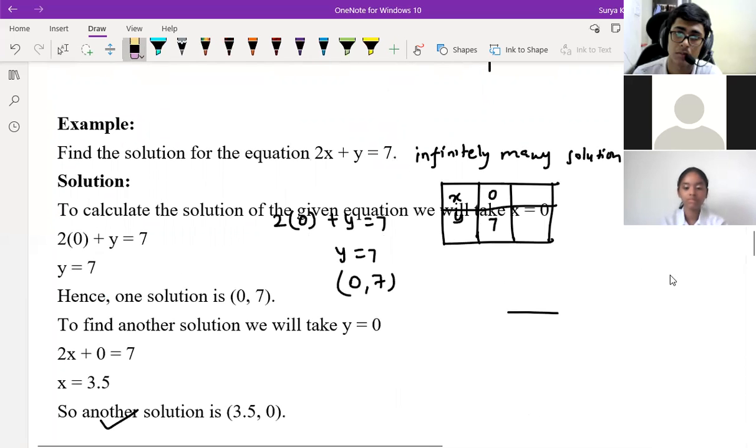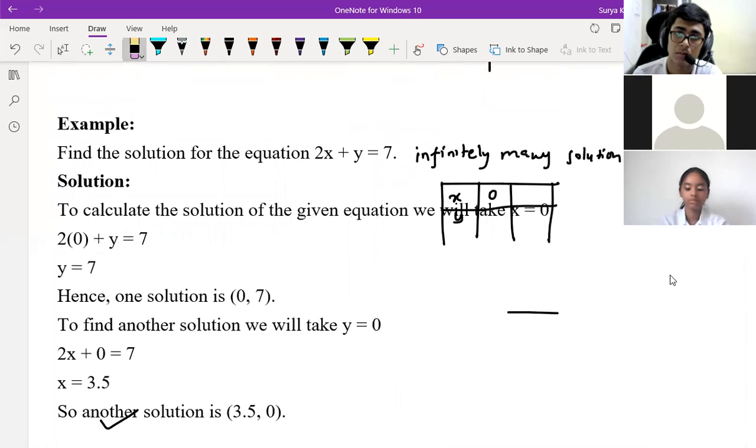So right now we took 2x plus y is equal to 7, and we took x as 0 and y as y. So can we take x as anything, or is there any method we should apply? No, you can take anything, not a problem. But I told you, if you put 0, it will become easier to calculate.